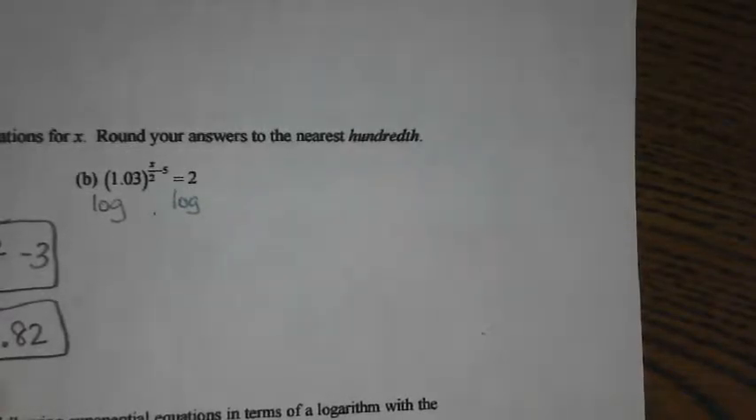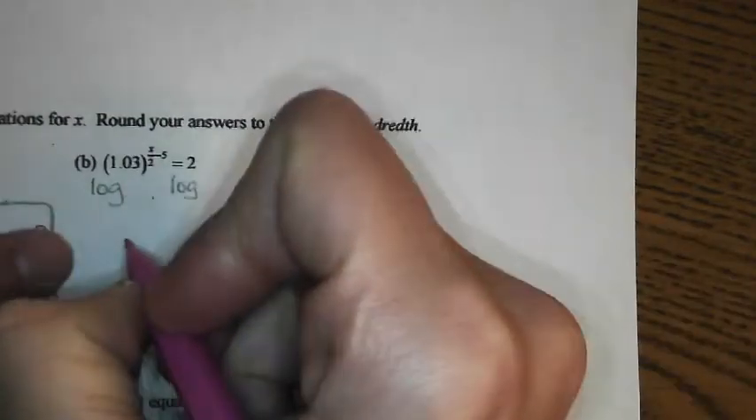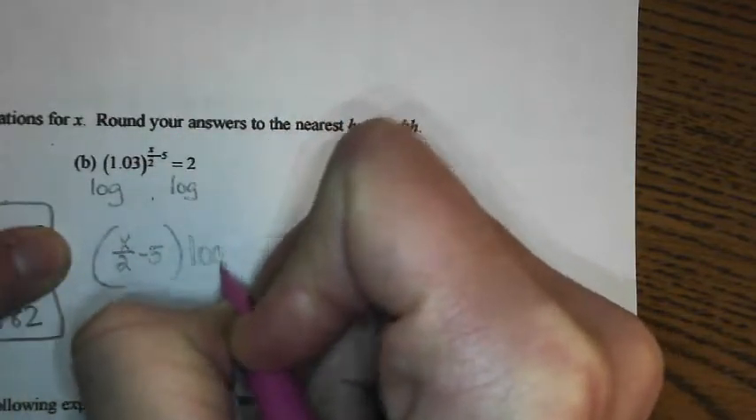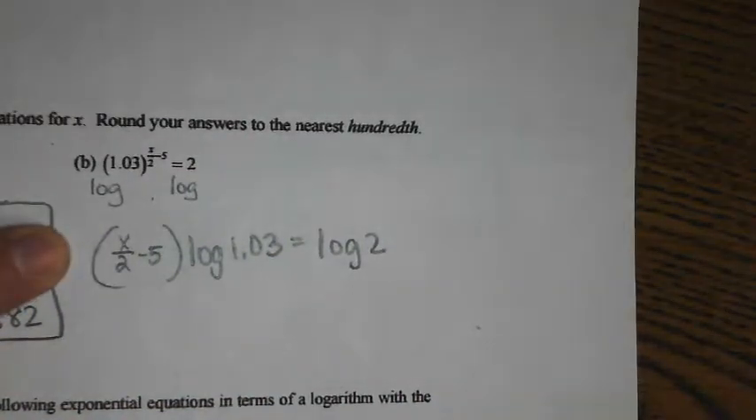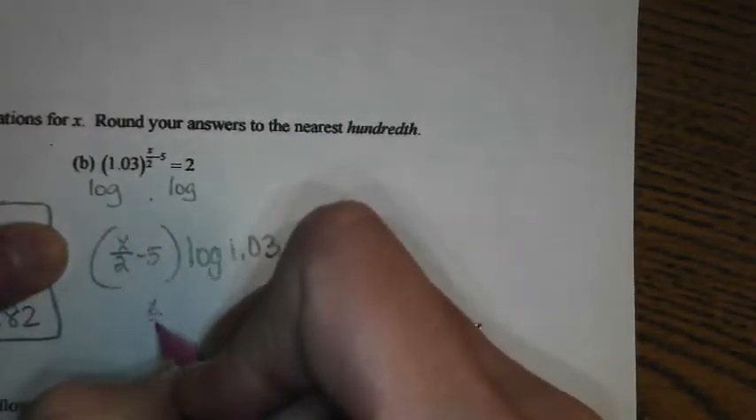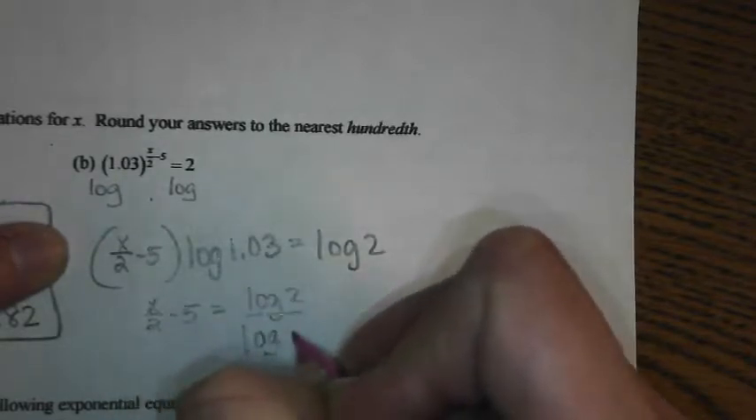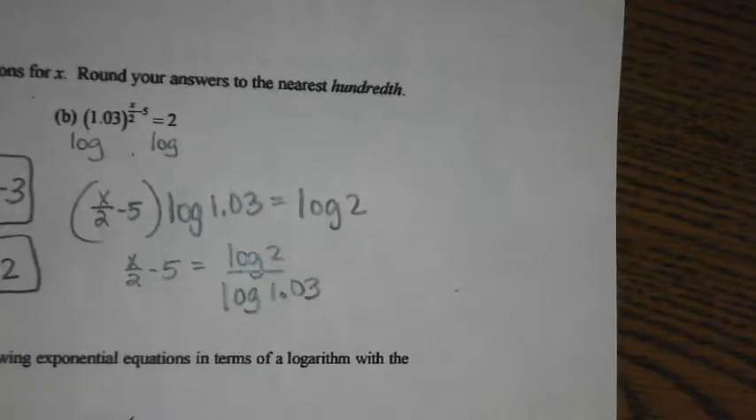Okay. So bring your binomial exponent out in front. Keep it in parentheses, though. Divide your log over. Log of 2 over log of 1.03. What would be my next step to solving for x?